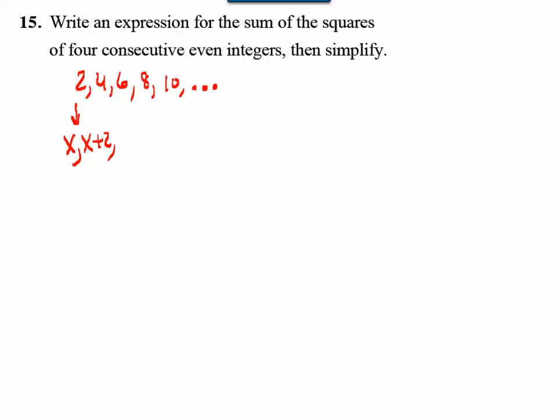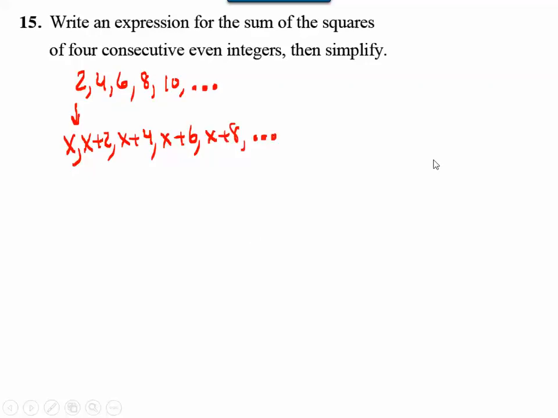If you start off with x, the correlation between 2 and 4 is you're adding 2. The correlation from 2 to 6 is now you're adding 4. Good there? And then from 2 all the way to 8, now you're going to be adding 6. And then going from 2 all the way to 10, you'll be adding 8, and so on and so forth.